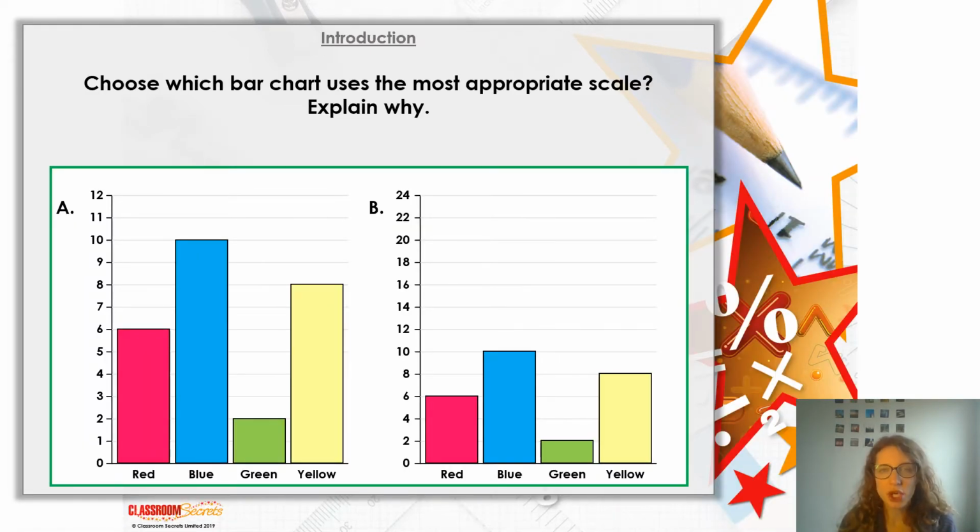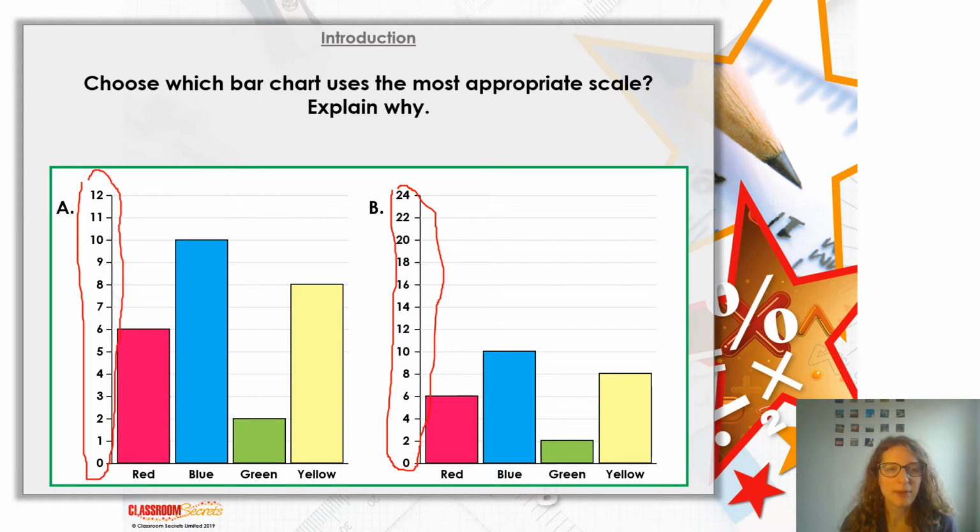Okay, so there's 2 bar charts up on the screen. Which one has the most appropriate scale? So the scale is the numbers down the edge, how much it's going up in. So we've got one here on graph B. Again, excuse my very wobbly pen. Need to perfect my mouse skills, I think. There we go. So which of those is most appropriate? Both graphs are showing the same data, but using a different scale. So which one do you think is most effective and why?